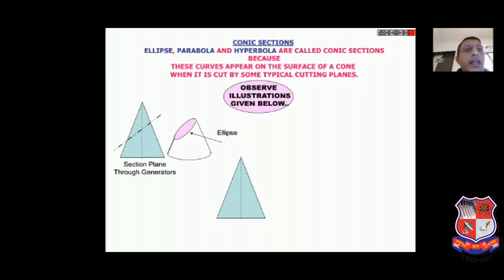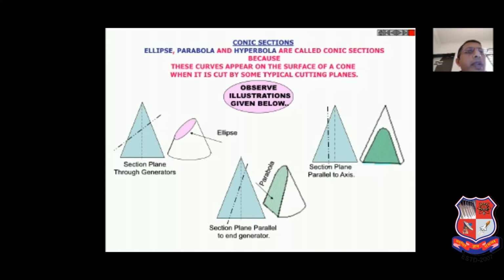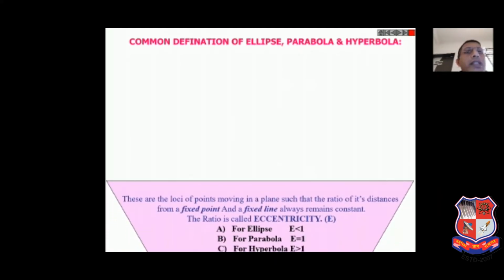Now we consider another cone in which the section cuts the plane parallel to its end generator. So the curve generated, or the shape we can see, is a parabola. Now we consider a third cone in which the section cuts the plane parallel to its axis. So the curve generated is known as a hyperbola. In this manner different curves are generated.